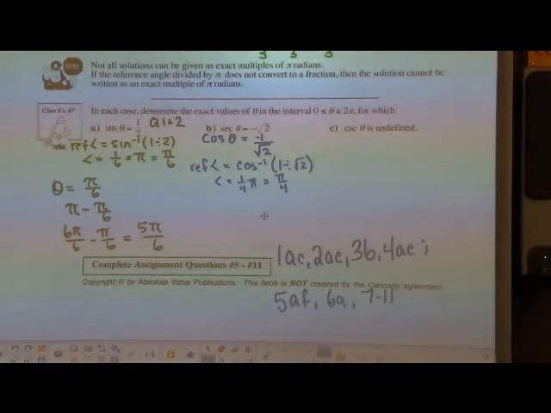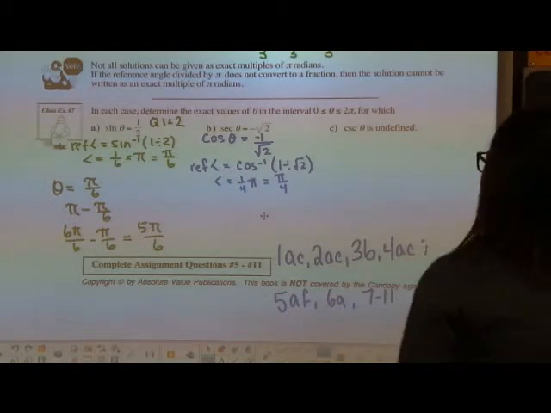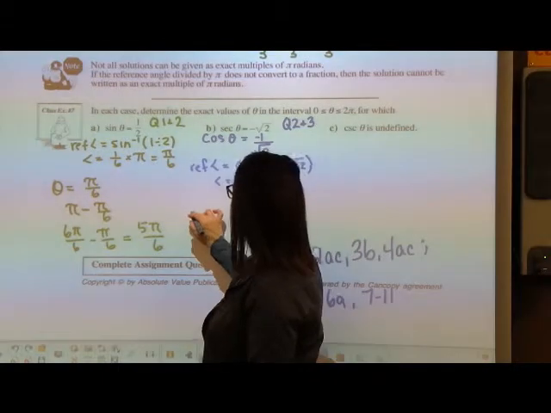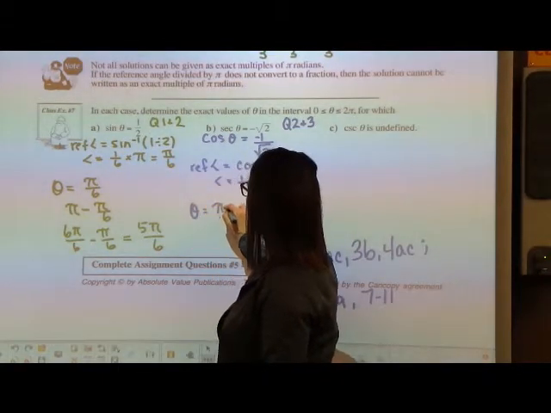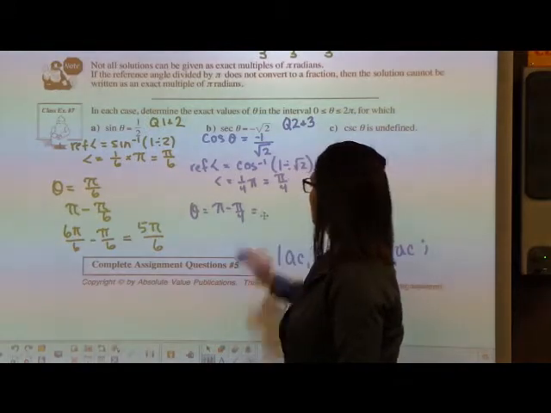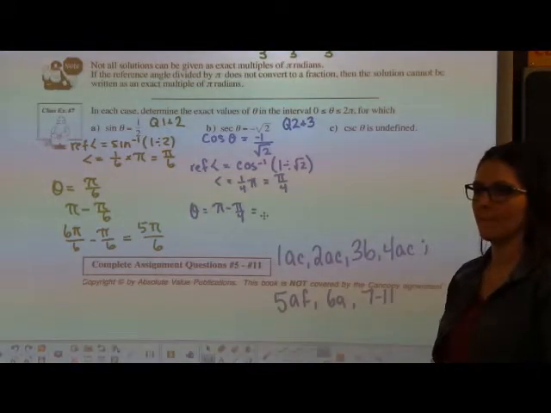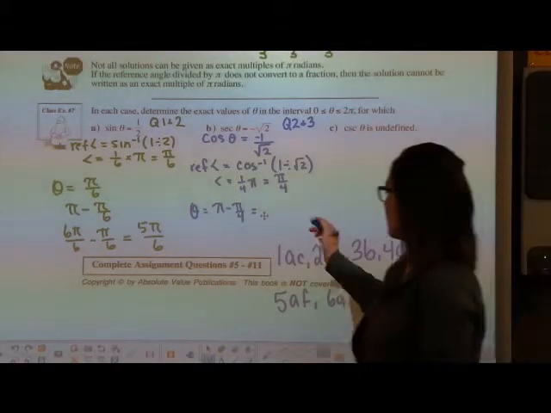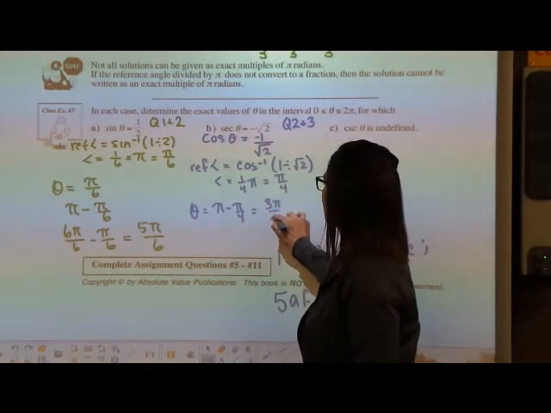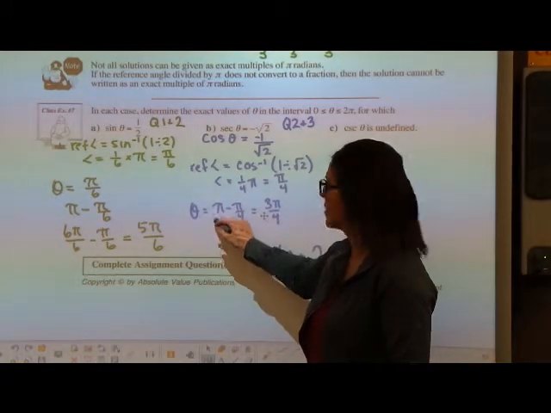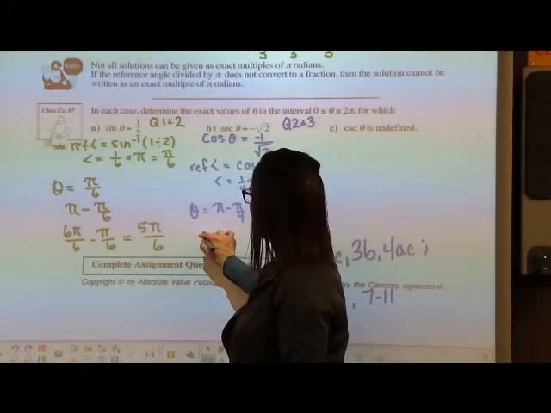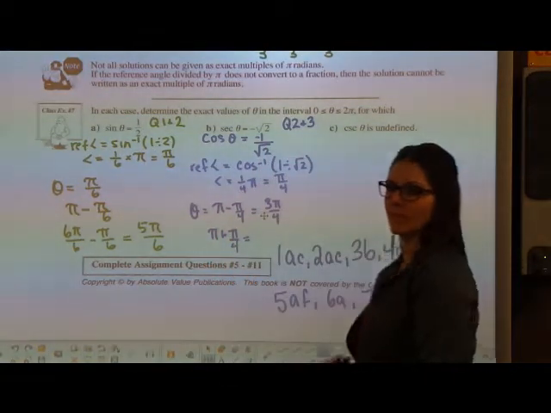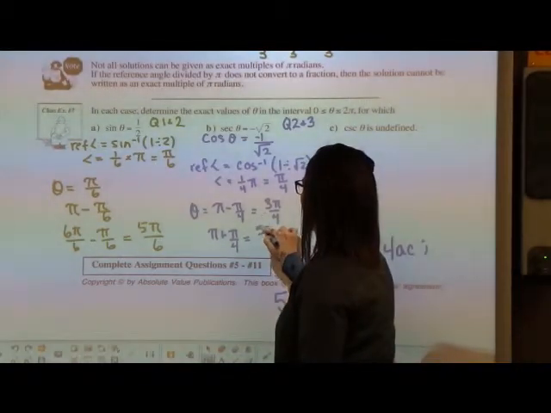Oh, I forgot to say what quadrants I'm supposed to be in. 2 and 3, because cos is negative. So in quadrant 2, it's pi minus pi over 4, which would equal what? 3 pi over 4. Because this I could rewrite as 4 pi over 4. And then in quadrant 3, it would be pi plus pi over 4, which would be 5 pi over 4. Good.